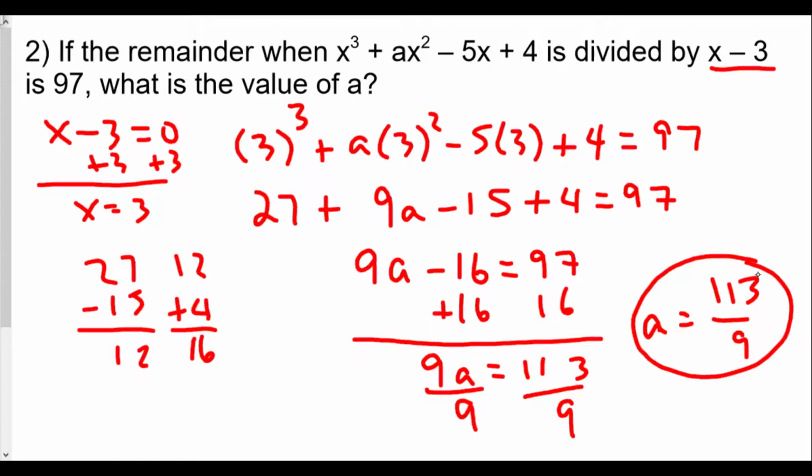Okay, everybody? How's that? So not to panic when trying to find a. Just go through the same thing you normally do. You set the factor equal to 0, solve for x, and plug in the x value, but this time around, you know what the remainder is. They told you it's 97, so set it equal to 97. Okay. Now for question number 3.